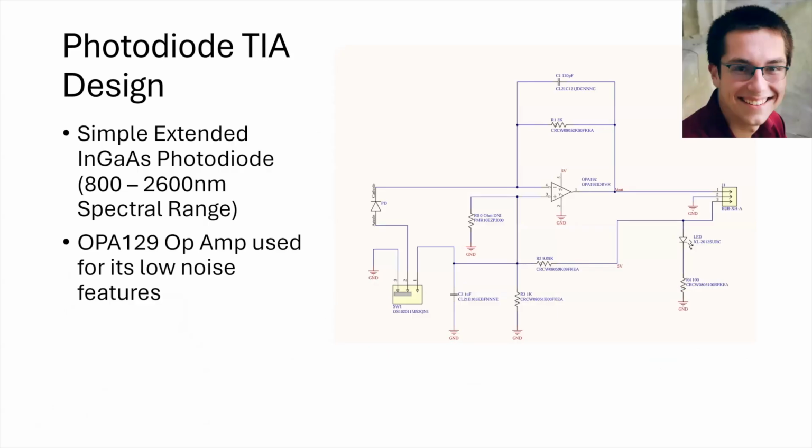For a photodiode, for the Michelson interferometer, we use a simple extended InGaAs photodiode and an OPA129 op amp, which is known for low noise applications.